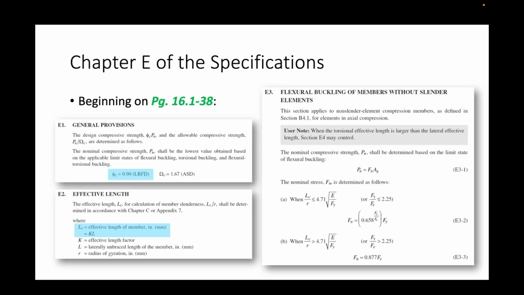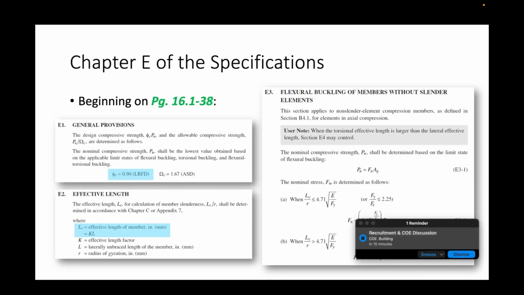And there's a little bit to it. Okay? So first off, we're now in chapter E. So if you go to chapter E, we're going to be looking at section E2 and E3. Okay?